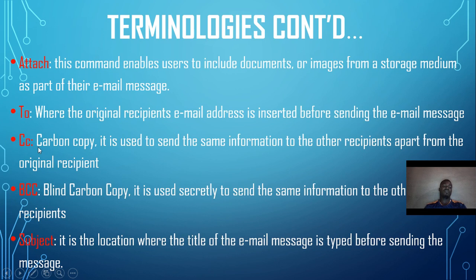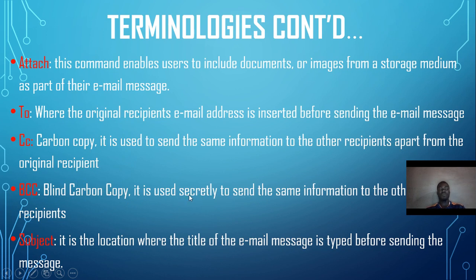You also have CC. This CC here, we see there's this carbon copy. You also have BCC here. Check the differences. This one is BCC, and the other one is CC. We have carbon copy, and then we have blind carbon copy. The main difference is that the carbon copy is used to send the same information to other recipients, apart from the original recipient. And the blind carbon copy, we say that it's used secretly. So the difference here is the secretly.